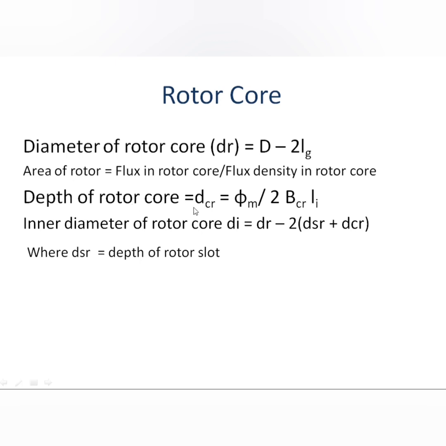The depth of the rotor core is basically calculated by using the formula flux upon 2 Bcr into Li. So we are calculating the depth of the rotor core using flux upon flux density, that is nothing but area divided by the length. We get the depth. The inner diameter of the rotor core will be given by the formula Di, which is the outer diameter of the rotor core minus 2 times the depth of the rotor slot and the depth of the rotor core. So here we can calculate the total dimensions of the rotor core.